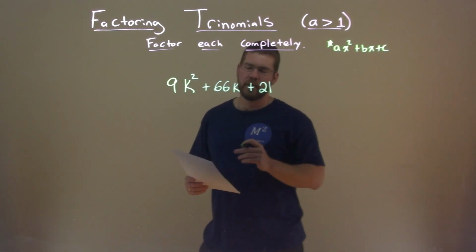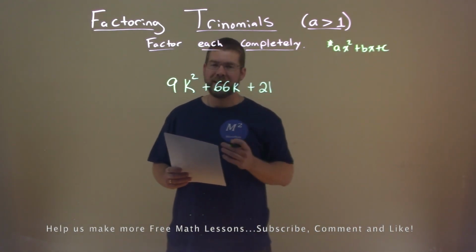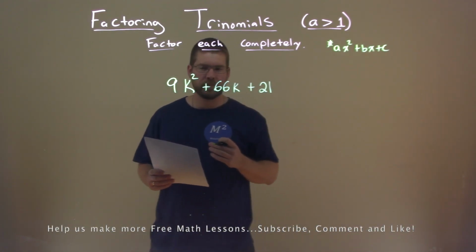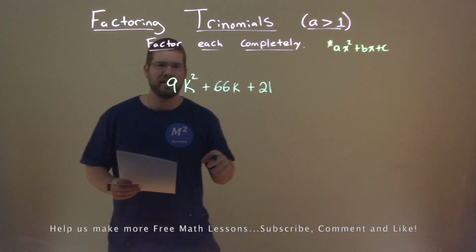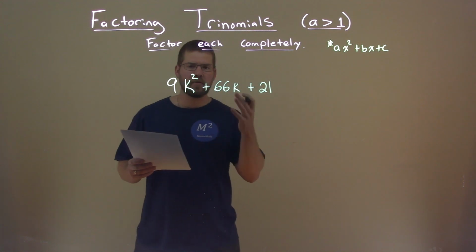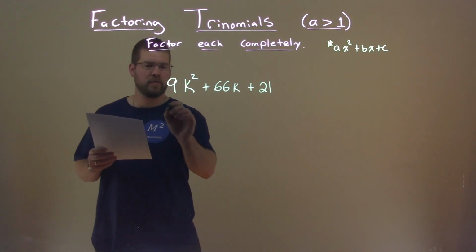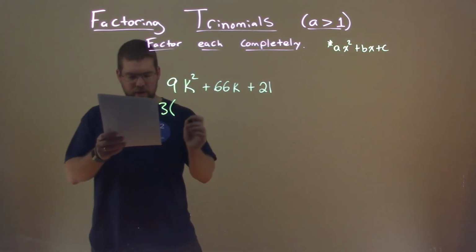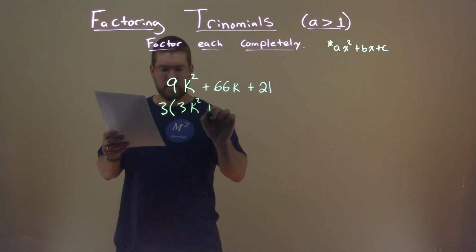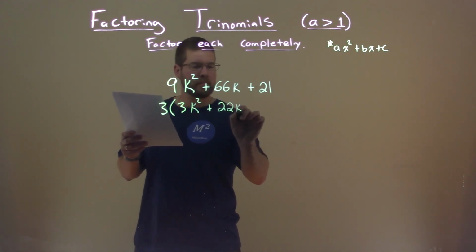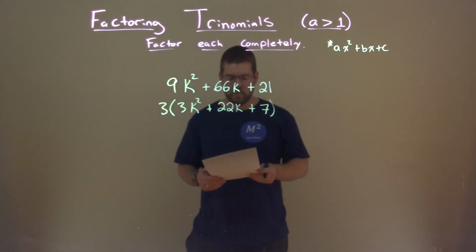We're given this problem here, 9k squared plus 66k plus 21, and we need to factor this completely. First thing I'm noticing is that all three of these values, a, b, and c, are divisible by 3. So I'm going to try to simplify this if I can, work with smaller numbers. I'm going to pull out a 3 out of all of them. So if I pull out a 3, I'm left with 3 times 3k squared plus 22k plus 7. Now this is a little easier to work with.